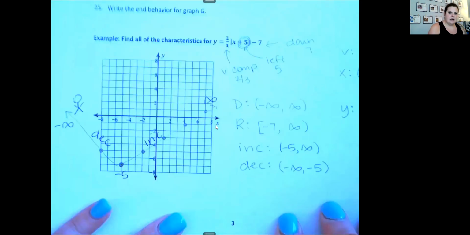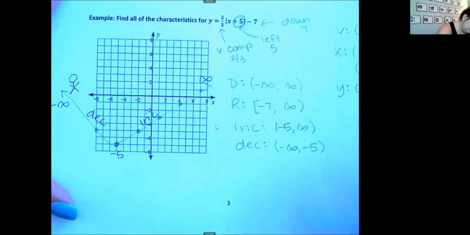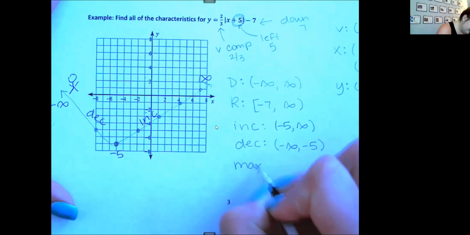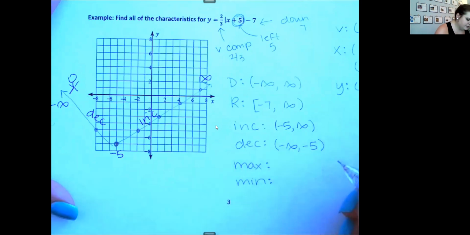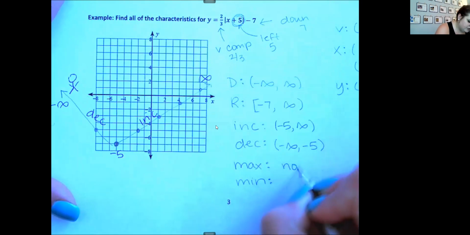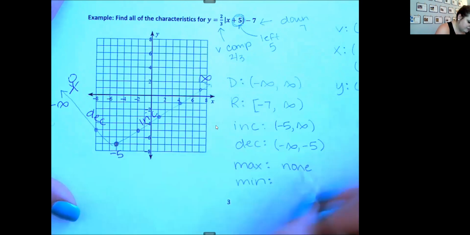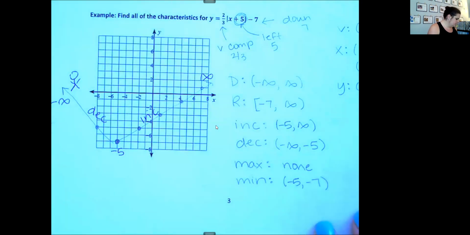Okay. We also want to figure out if there's a max or a min. So the max would be the highest point on the graph. The min would be the lowest point on the graph. There is no highest point on the graph because there's just an arrow there. This graph goes up forever. So for max, I'm going to say none. For the minimum, it's the vertex, which was at -5, -7. I already did the x and the y intercept.